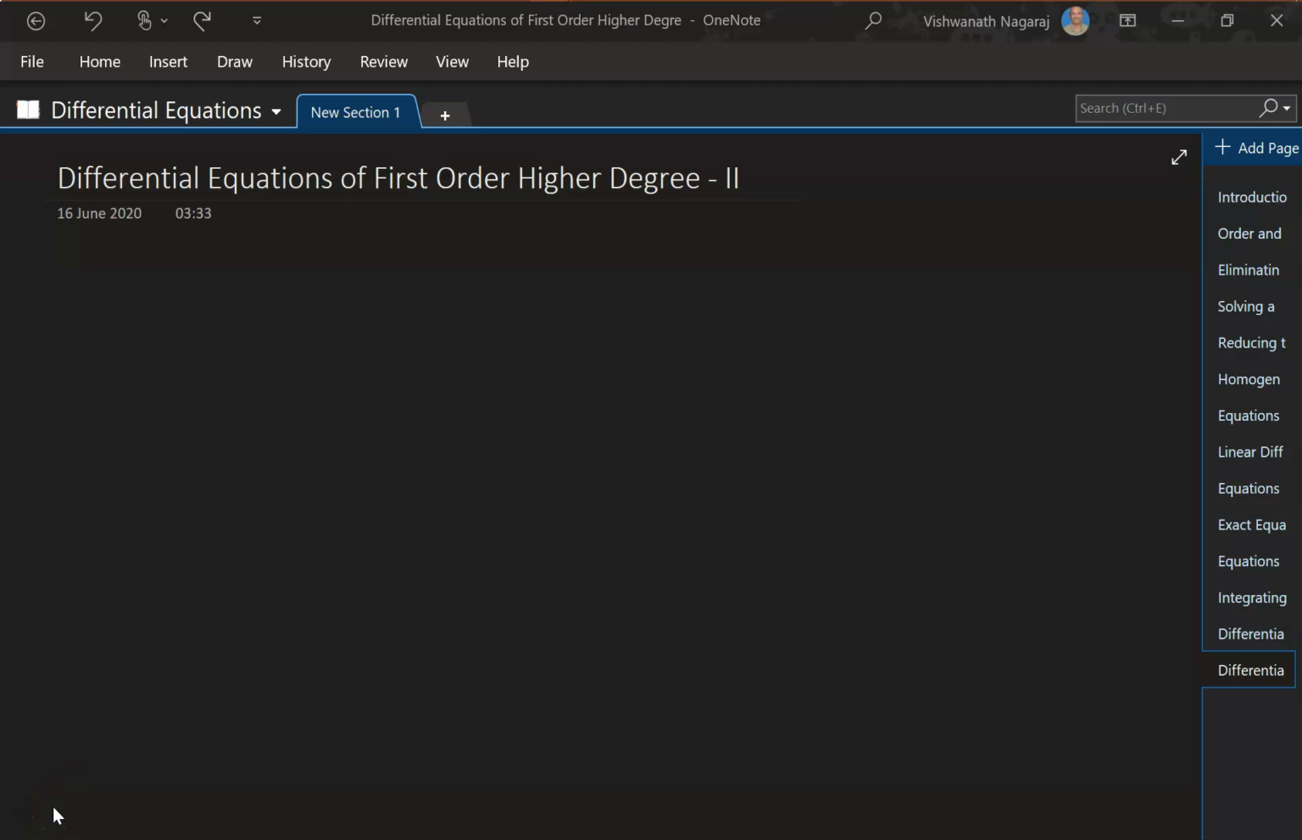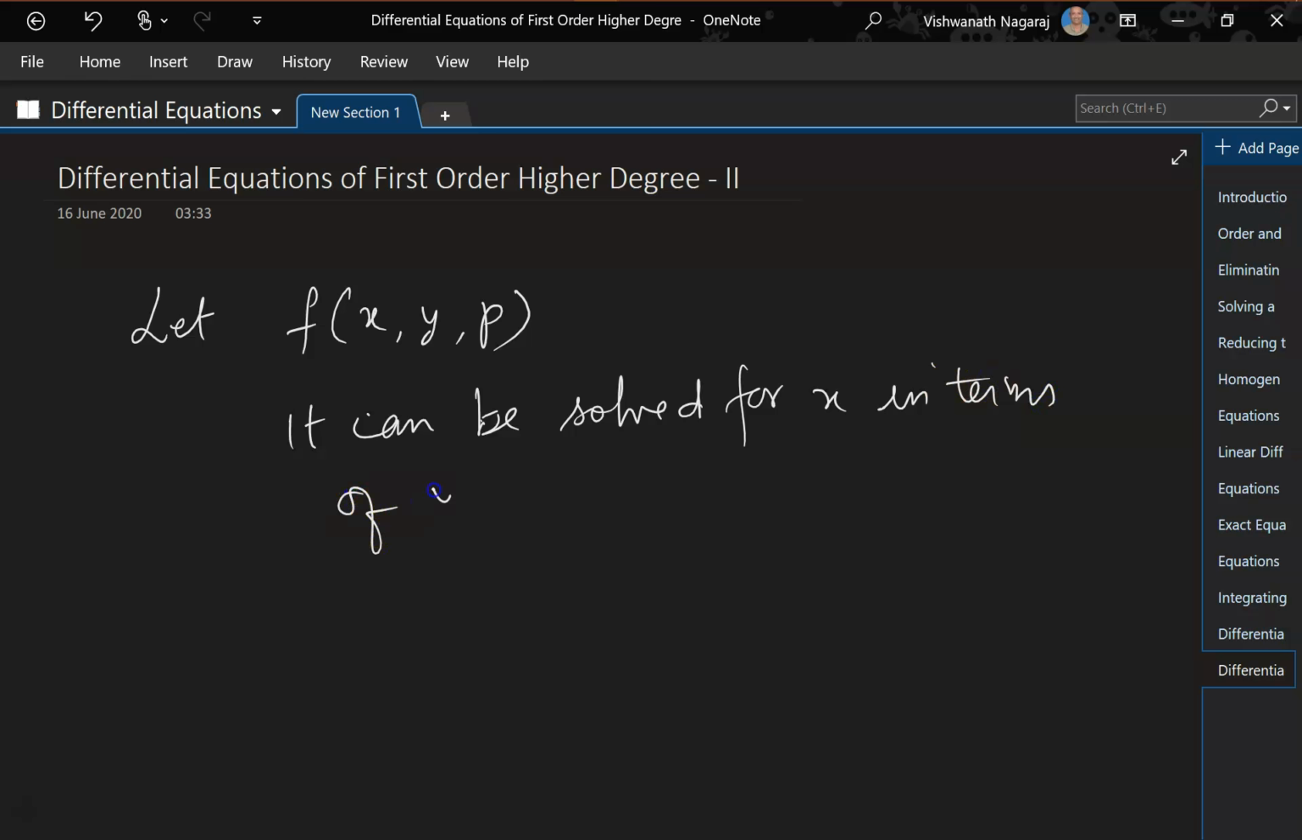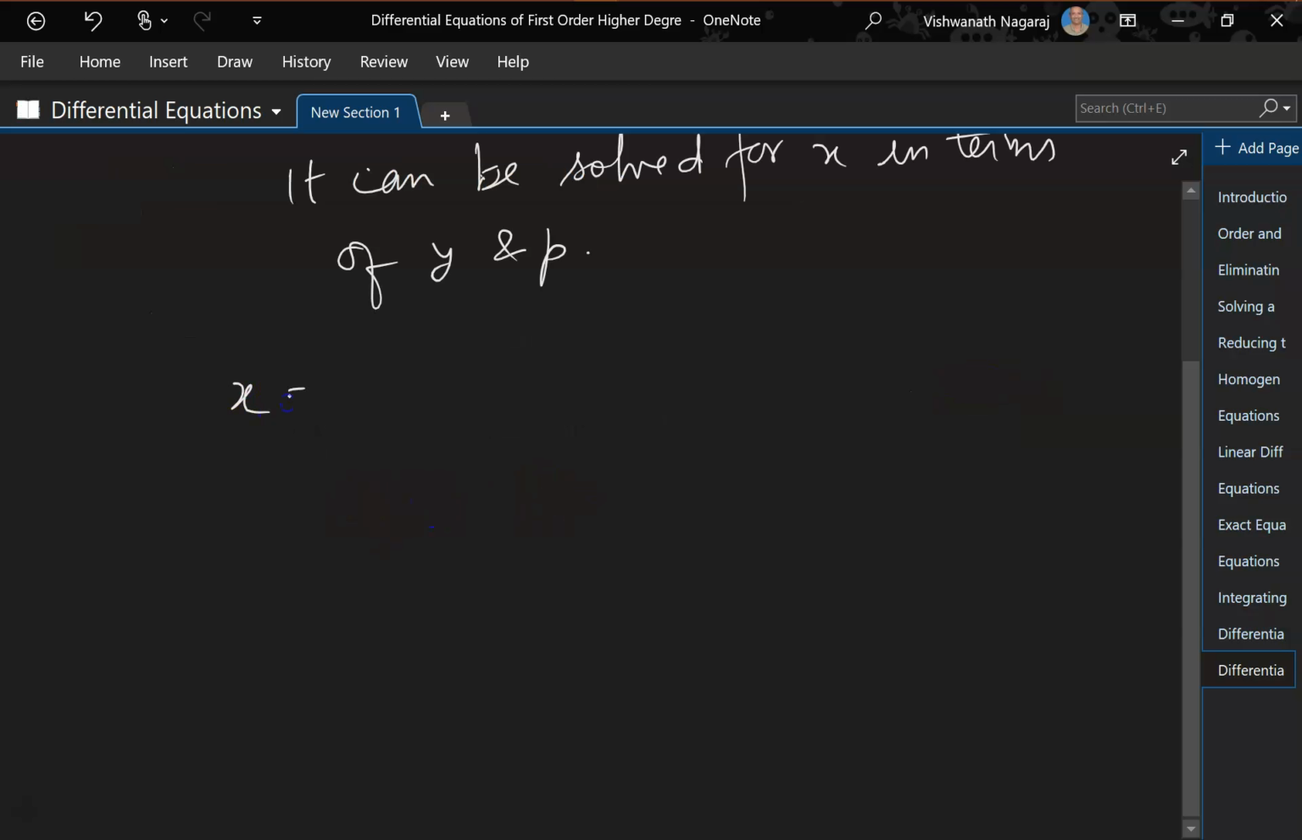Okay, let's look at the second type of solving first order higher degree differential equations. The first one we looked at was solvable for p. So now let's look at equations solvable for x. Let there be a function of x, y and p. Let's say it can be solved for x in terms of y and p, which means x is equal to f of y comma p.